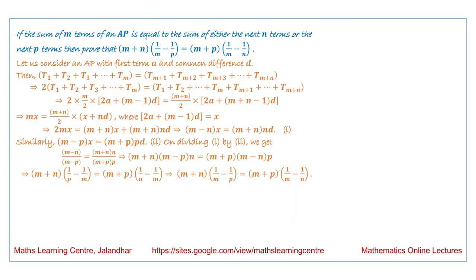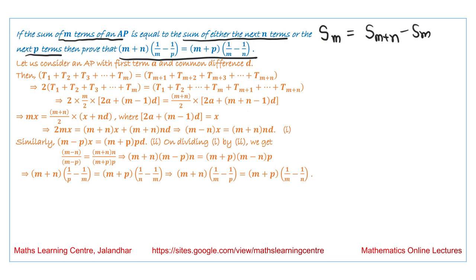Next we have: if the sum of m terms of an AP is equal to the sum of either of the next n terms or the sum of the next p terms, we have to prove this result. So we are saying that the sum of the m terms is equal to the sum of the next n terms, it is S of m plus n minus Sm. So we obtain 2 times Sm is equal to S of m plus n.